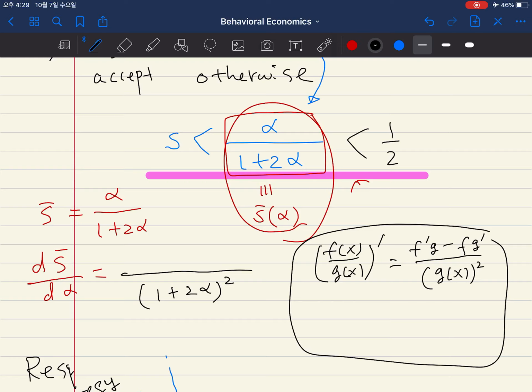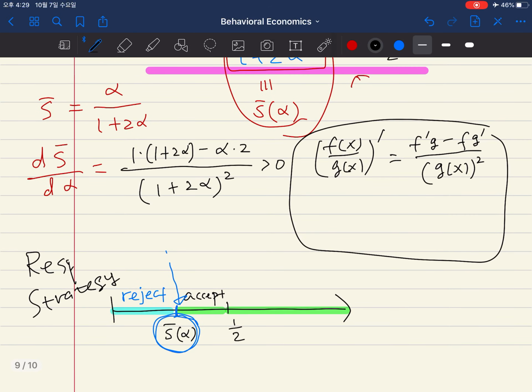So the derivative of the numerator, so 1, times the denominator, minus the numerator times the derivative of the denominator, so it's 2. So we can see that this is a positive number. So this derivative is positive, which means this threshold is increasing in alpha. In other words, if alpha is bigger, then the threshold is increasing.